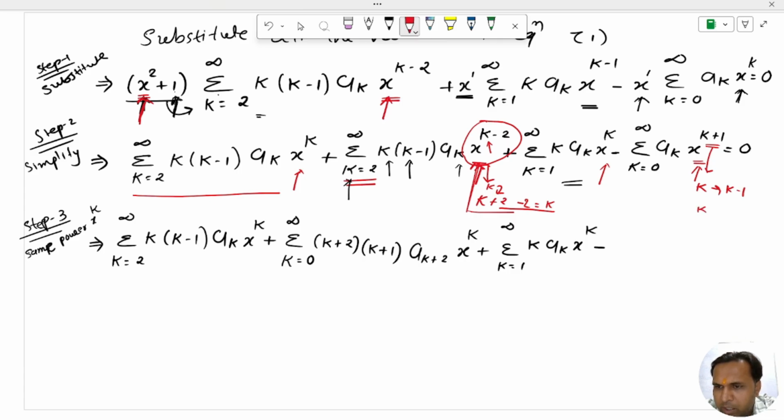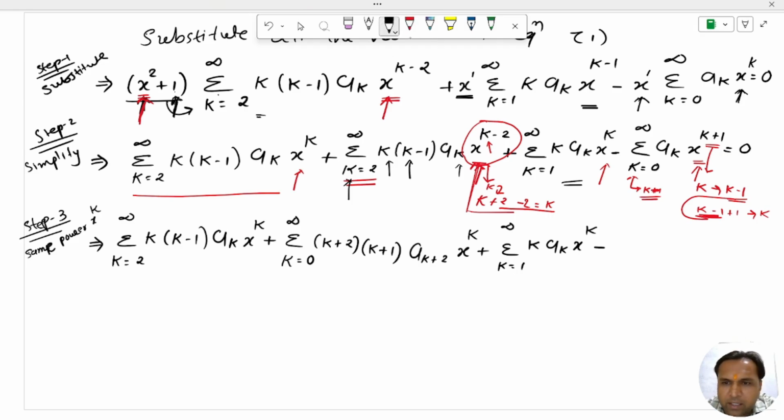So it's become k minus 1 plus 1, right? And it's finally become k. Okay, so here whenever you have k, you have to take k minus 1. Sorry, you have to take here k minus 1. Okay, k minus 1 here, right?